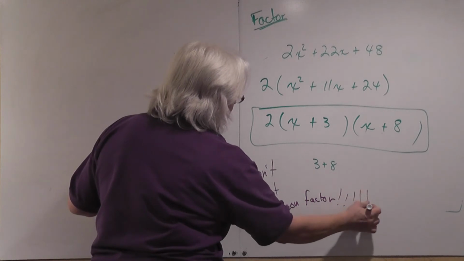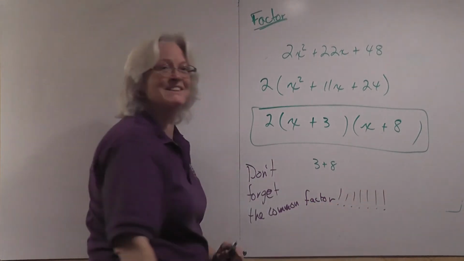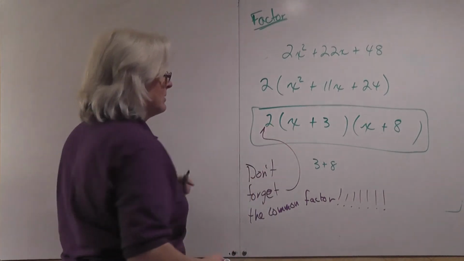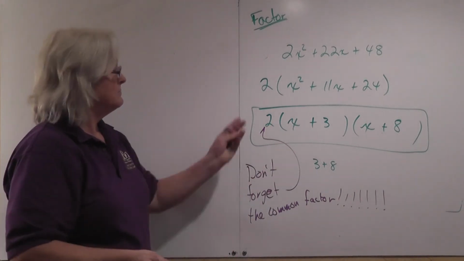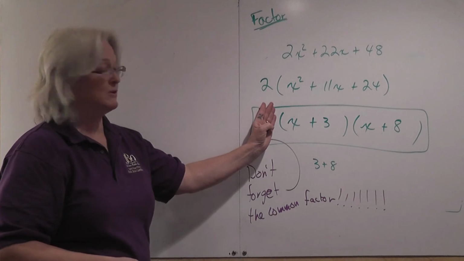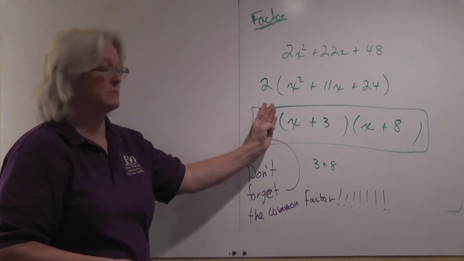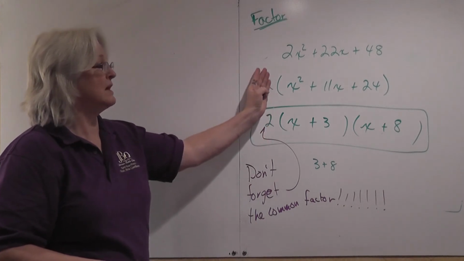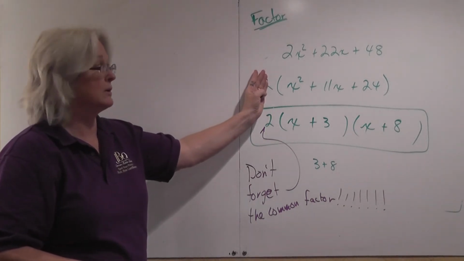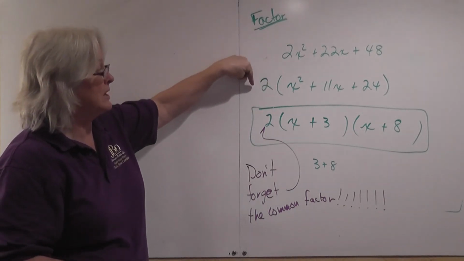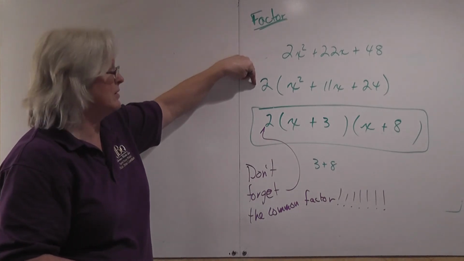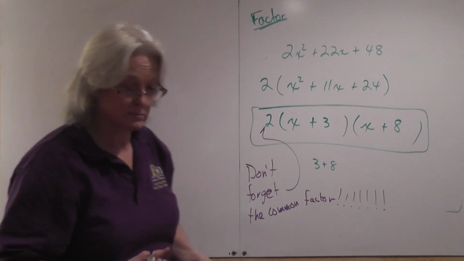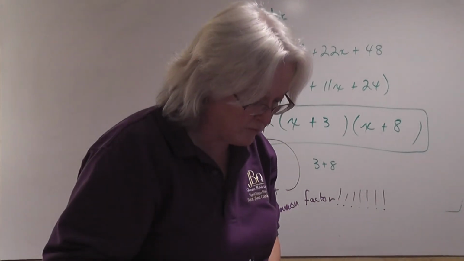I think I'm trying to emphasize something there. It's very, very easy to drop that 2. Don't do it. Because if you simply have x plus 8 times x plus 3, you end up with x squared plus 11x plus 24. You have to multiply by that common monomial factor to end up with the original problem. Okay, let me do just one more for you.